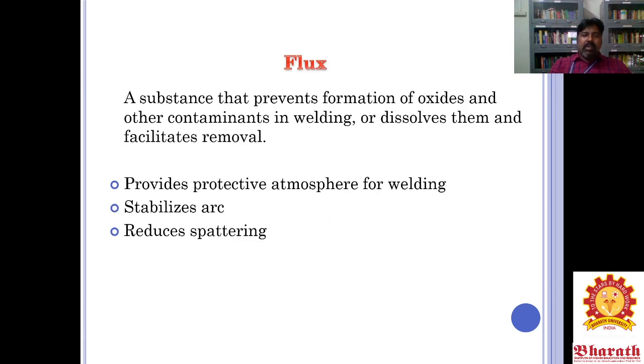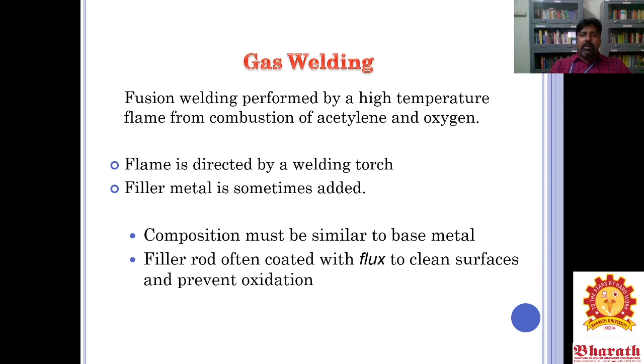Then come to the flux. What is the use of flux? It is a substance that prevents formation of oxides and other contaminants in the welding, or dissolves them and facilitates their removal. So it provides a protective atmosphere for welding, stabilizes the arc, and reduces spattering. So these are all the basics about arc welding.